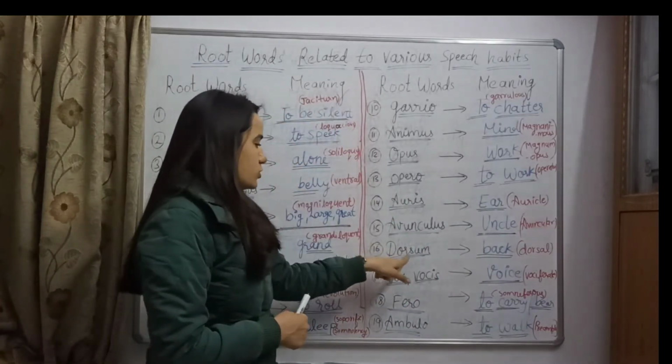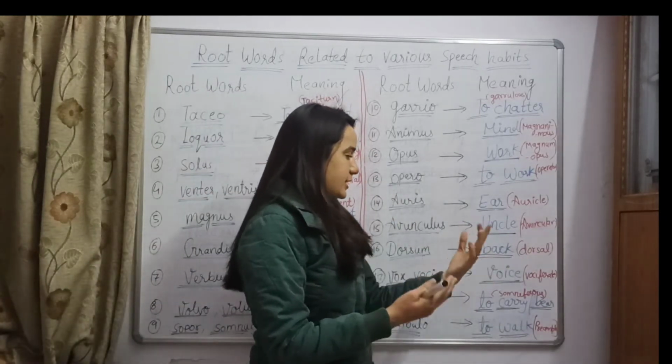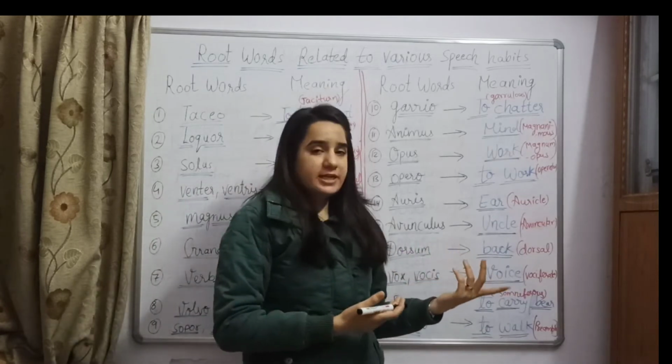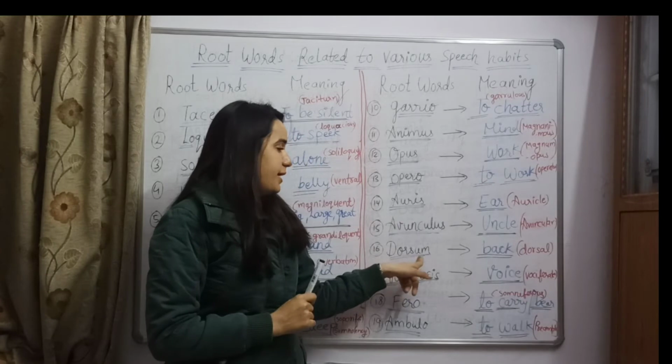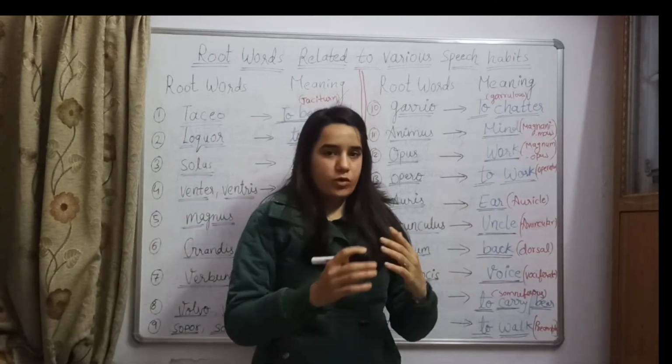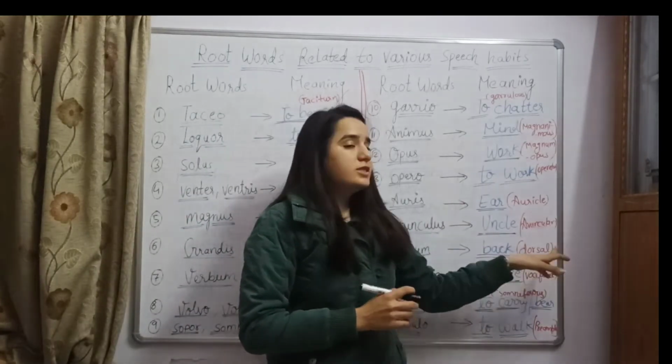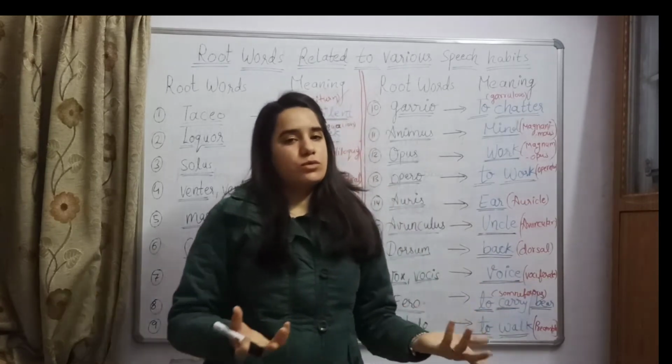Now 16 is dorsum. Dorsum is the back side of anything. In general we say it is back side, but in Latin we have a root word dorsum, and the vocab in modern English will be dorsal. Dorsal is the back side of any particular thing.